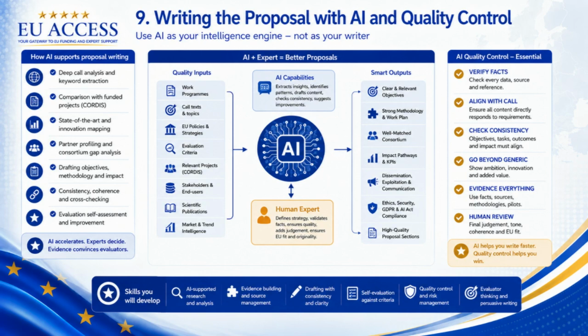The slides emphasize that AI must be controlled through datasets, work programs, call texts, policies, evaluation criteria, relevant projects, stakeholder data, scientific publications, and market intelligence. AI becomes useful only when it is directed by expert judgment and checked against official instructions. The goal is not more text. The goal is better, evidence-based, evaluator-ready text. Participants learn AI-supported proposal drafting, evidence building, consistency control, and quality assurance.